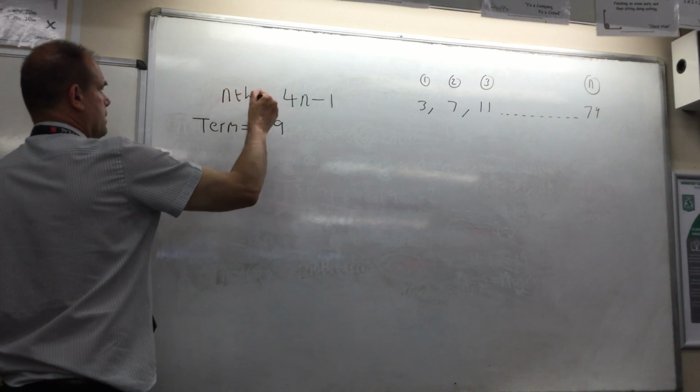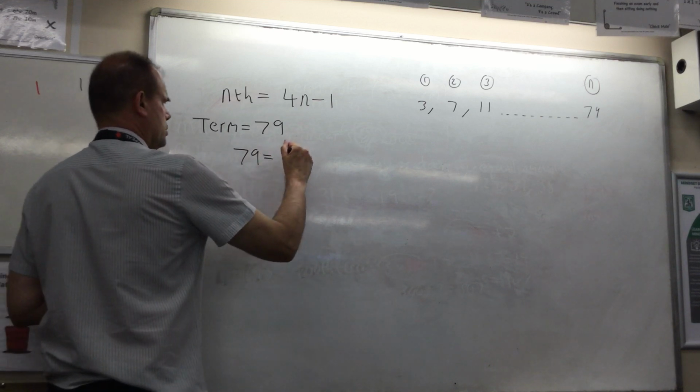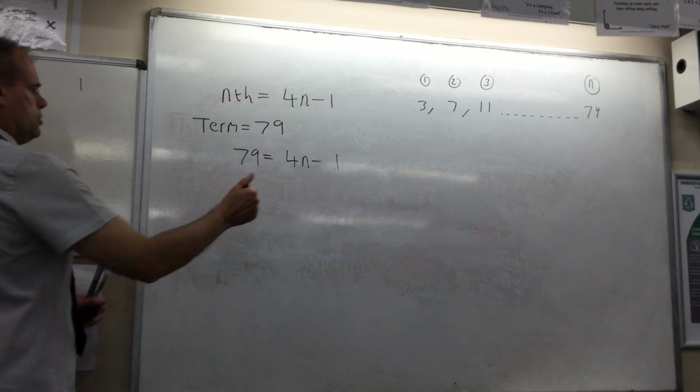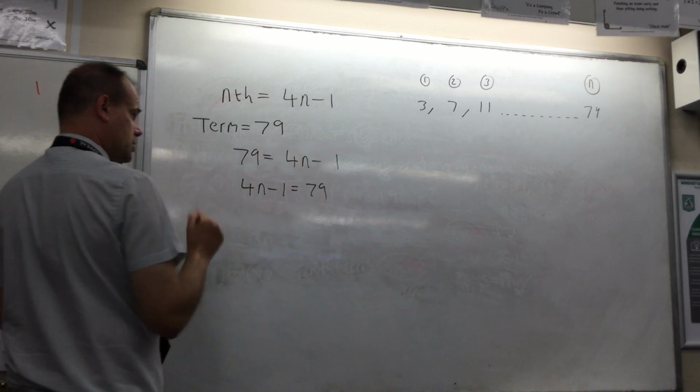The formula works out the terms. So I know the formula is giving me 79 for a certain position, so I'm having to work backwards. If I just swap round, because I work left to right, 4n minus 1 equals 79. We've done solving equations.